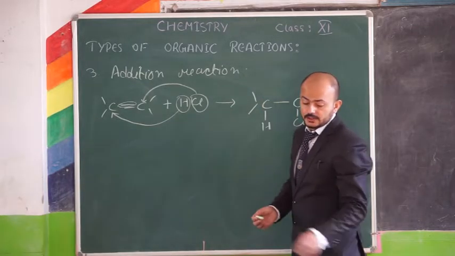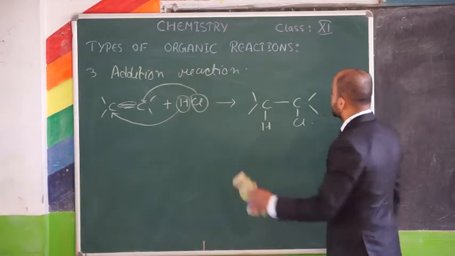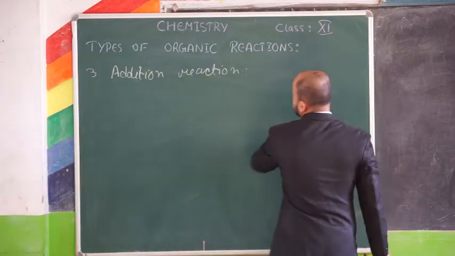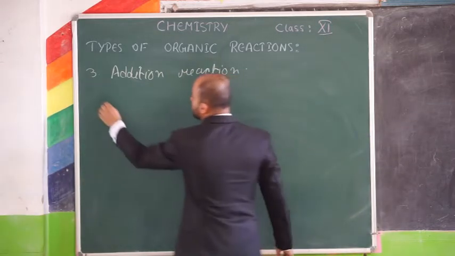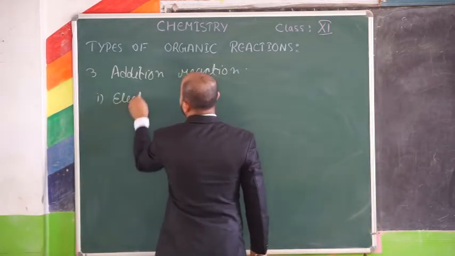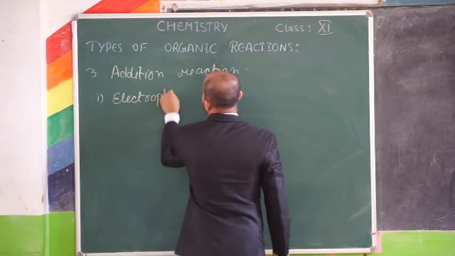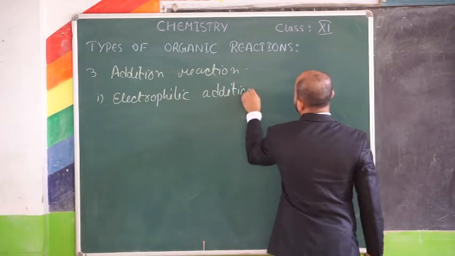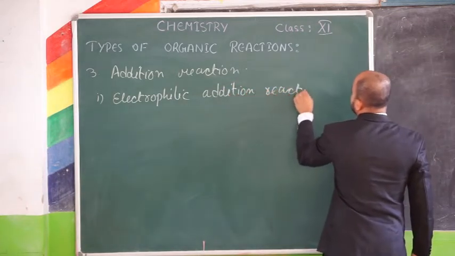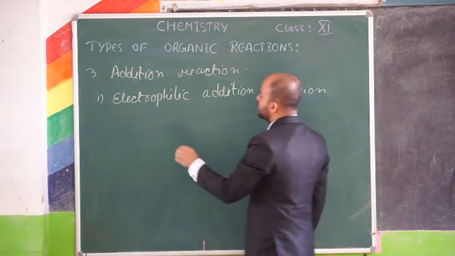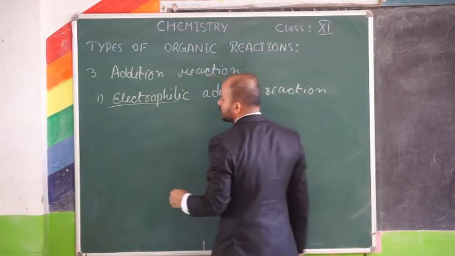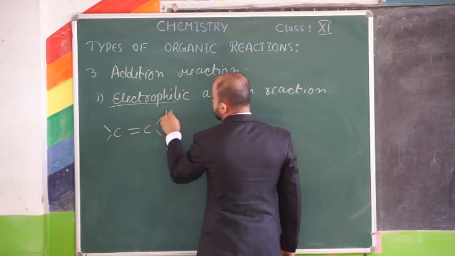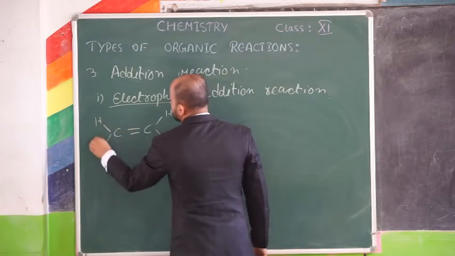So let's discuss electrophilic addition reaction. Number one, electrophilic addition reaction. In such a reaction, the first one that is being added is the electrophile. So let's consider this reaction. You have an alkene with hydrogens.